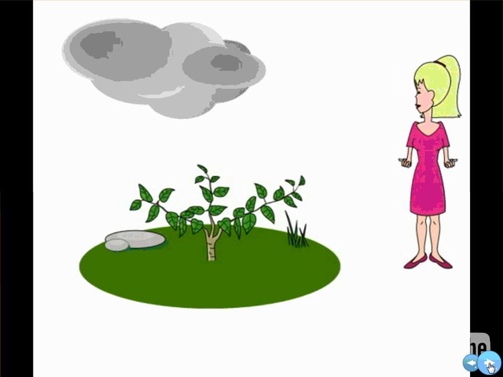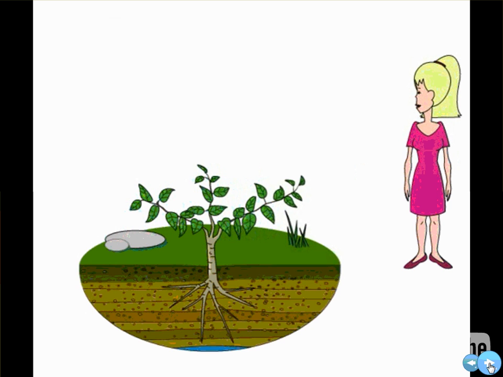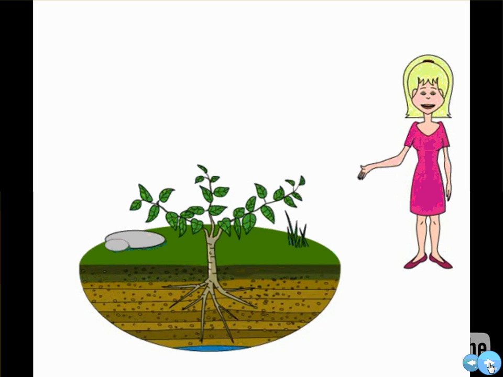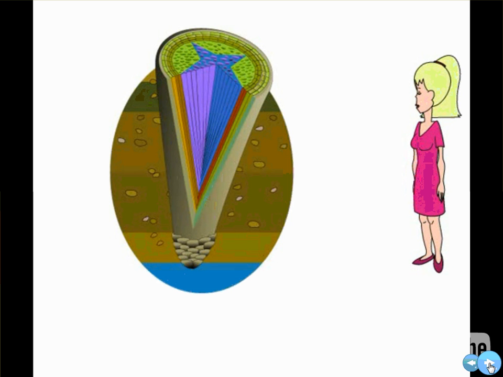When it rains, water gets absorbed into the ground. Plants take in the water along with minerals from the soil through its roots. In the roots, plants have tubes called the xylem and phloem. These tubes, or veins, run throughout the plant and bring water and minerals from the soil to its leaves.